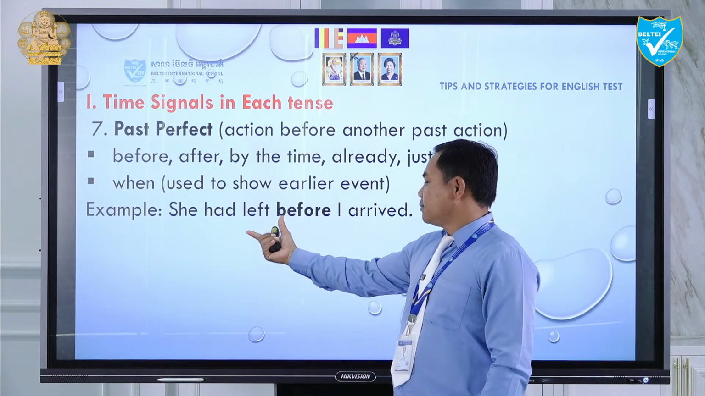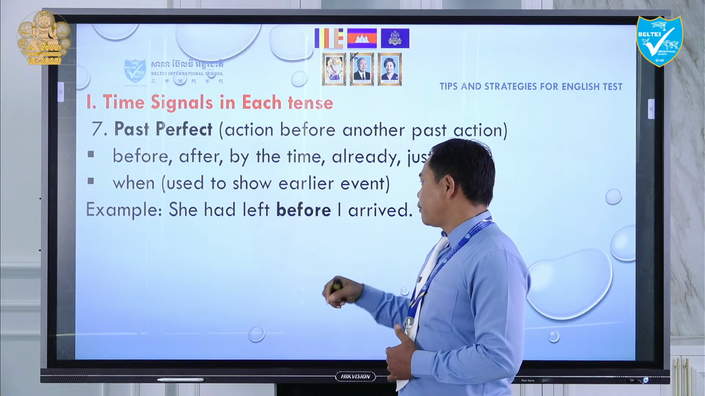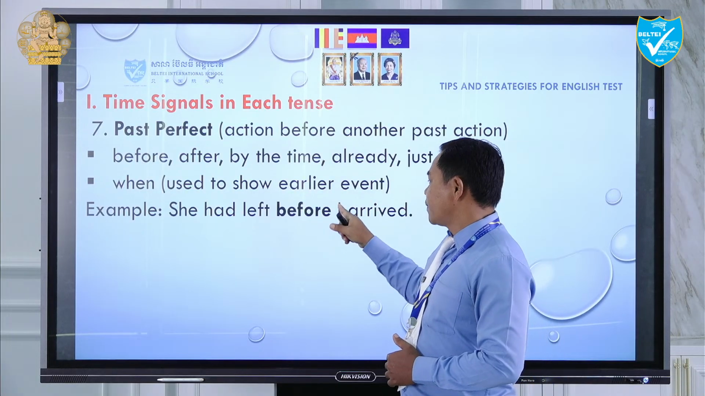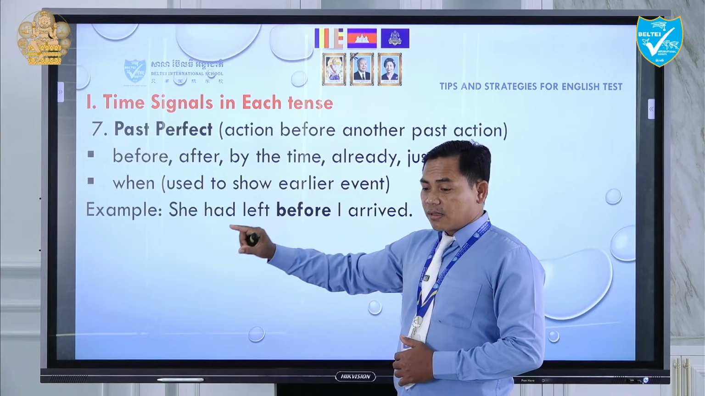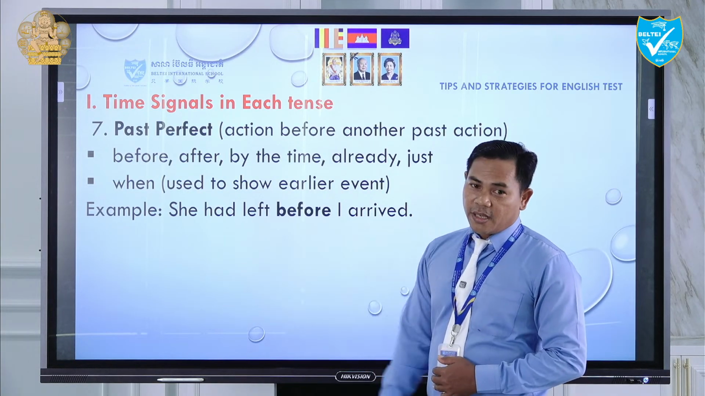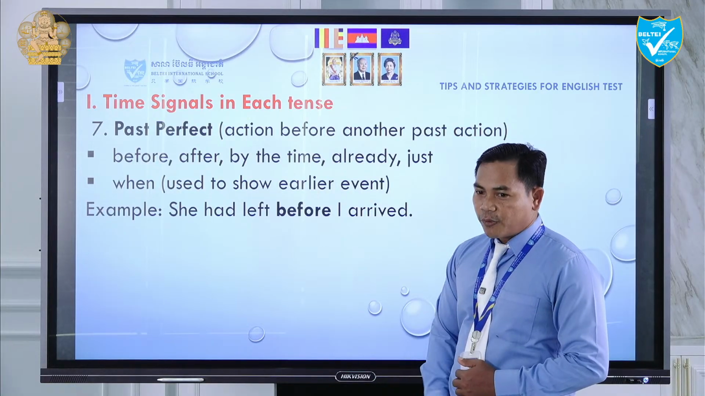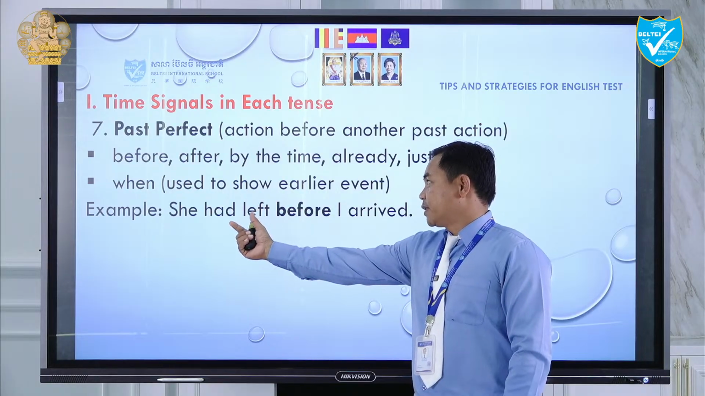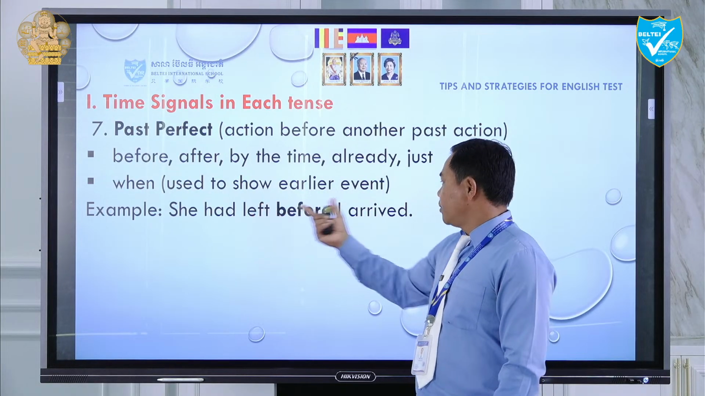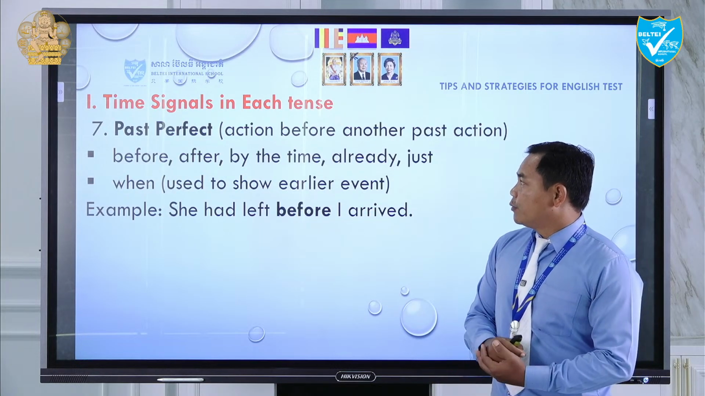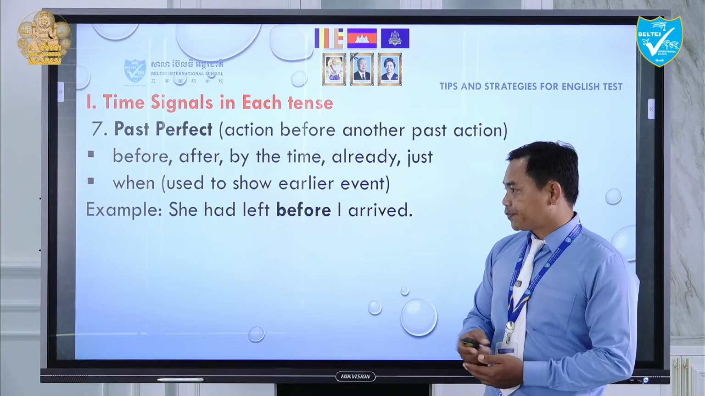For example, I arrived at 9. She had left, it means she left before 9. It can be she left at 8:30 or 8:40, but we are not sure. So this shows that past perfect is the first action that happened before another past action. So we use "before" if we want to talk about two actions.